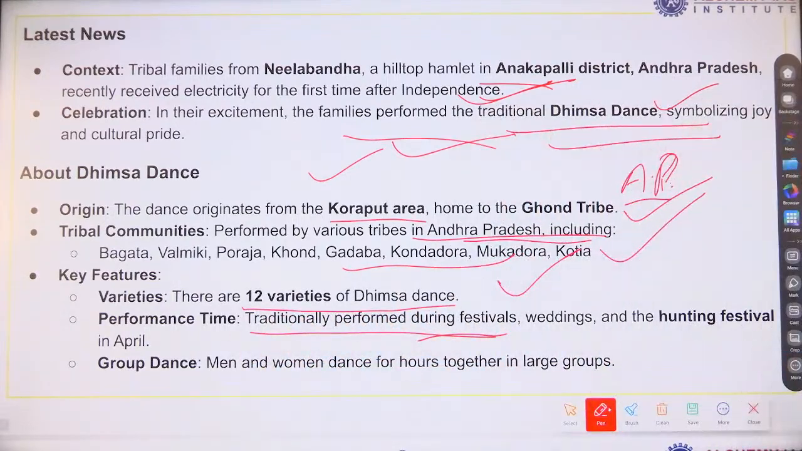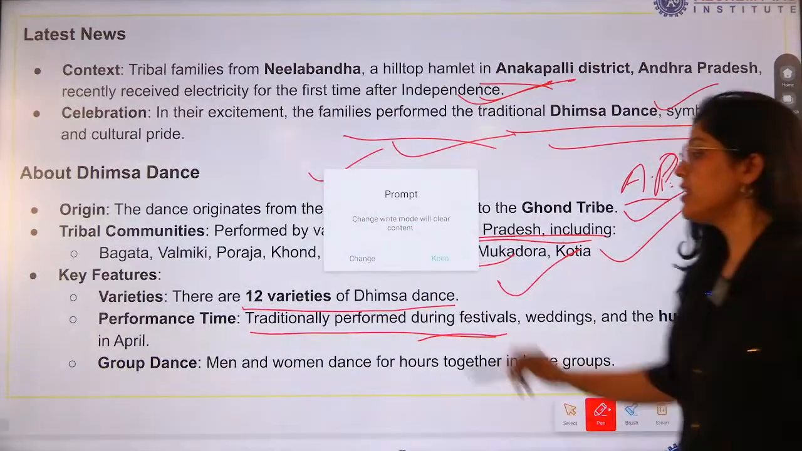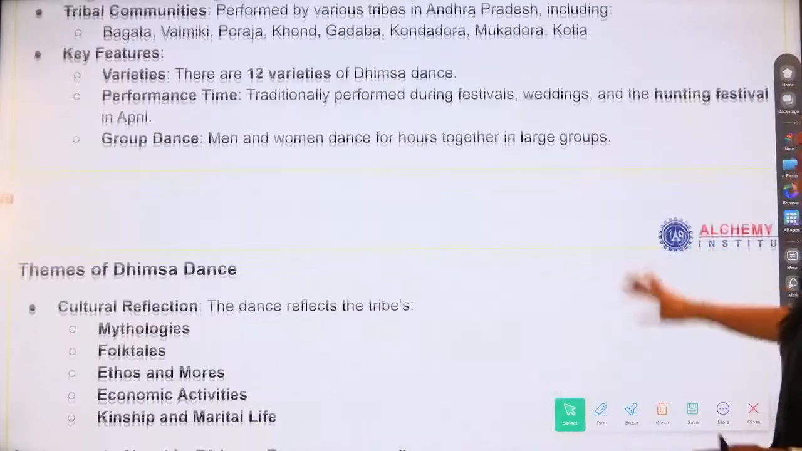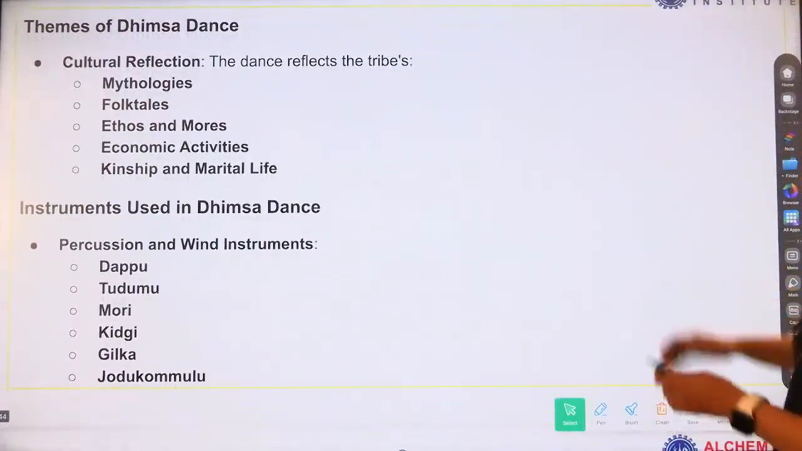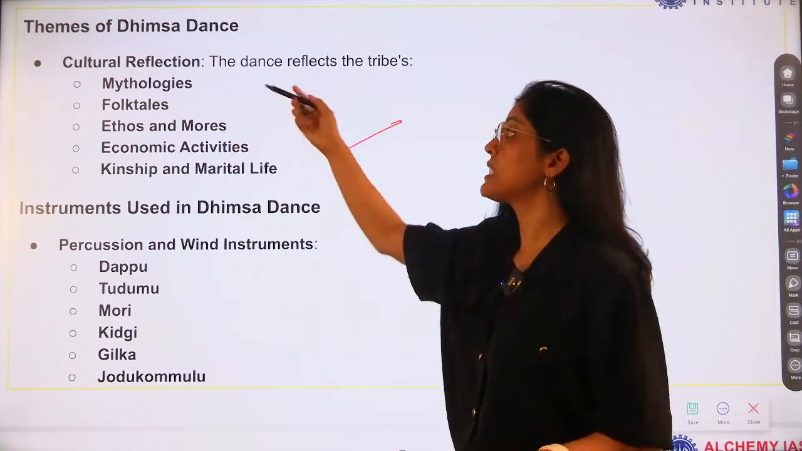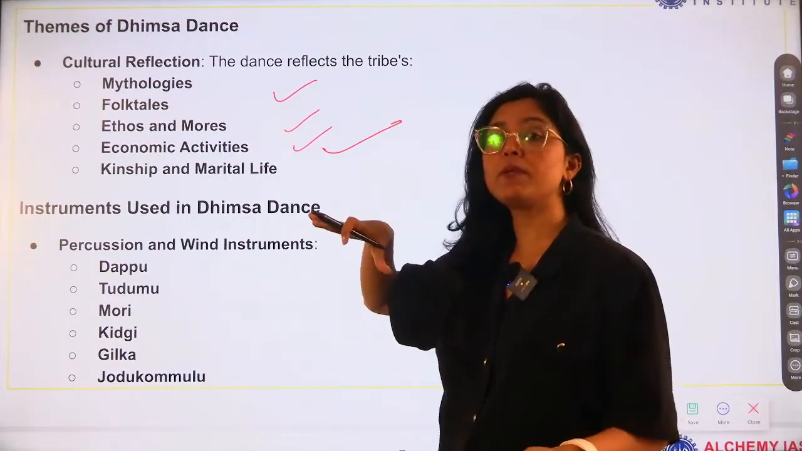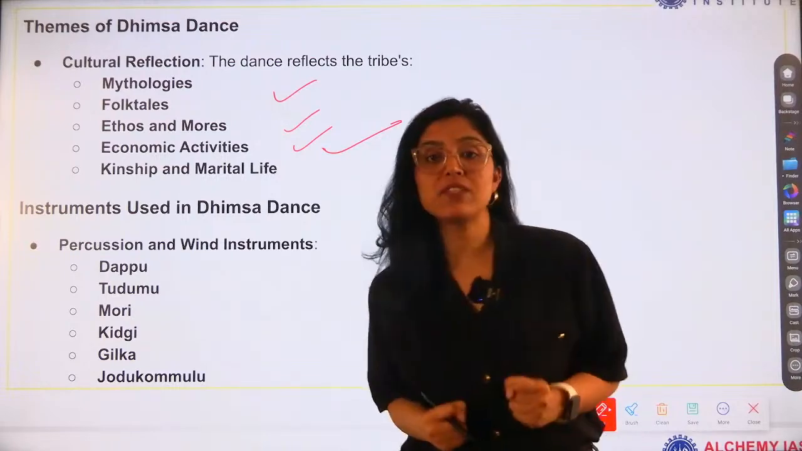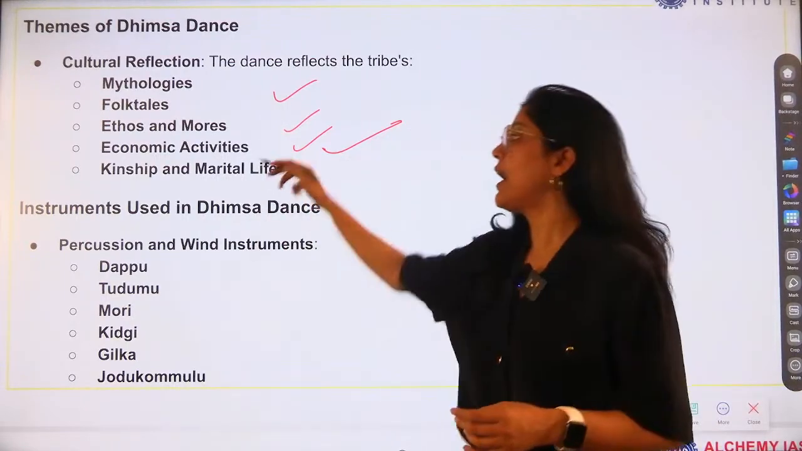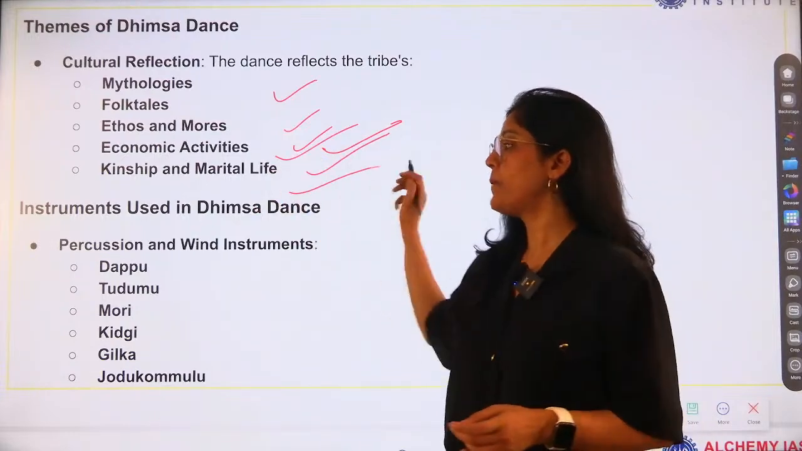It is traditionally performed during festivals, and Dhimsa is a group dance. Men and women dance for hours together in large groups. These are the themes of Dhimsa dance: economic activities, folk tales, mythologies, ethos and mores, kinship and marital life. So they represent all of these things.